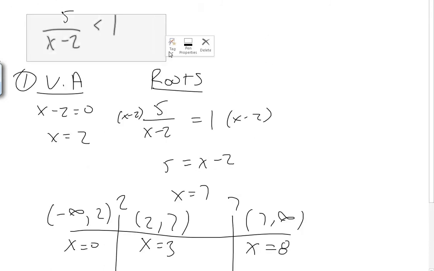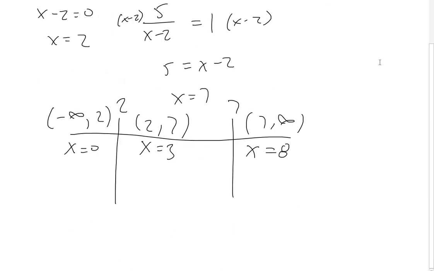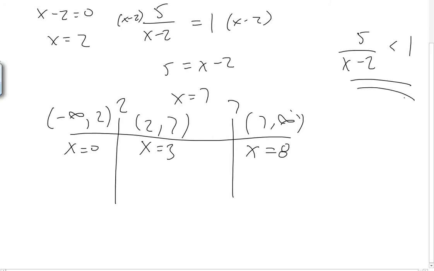Again, I'm plugging them into the original inequality. I want to test these values. I just found 2 and 7, and I'm going to use them in my table only. So now I rewrite my table, and I plug those values into the original inequality. Well, 5 over 0 minus 2, is that less than 1? Yeah, because -5 over 2 is less than 1. It works.